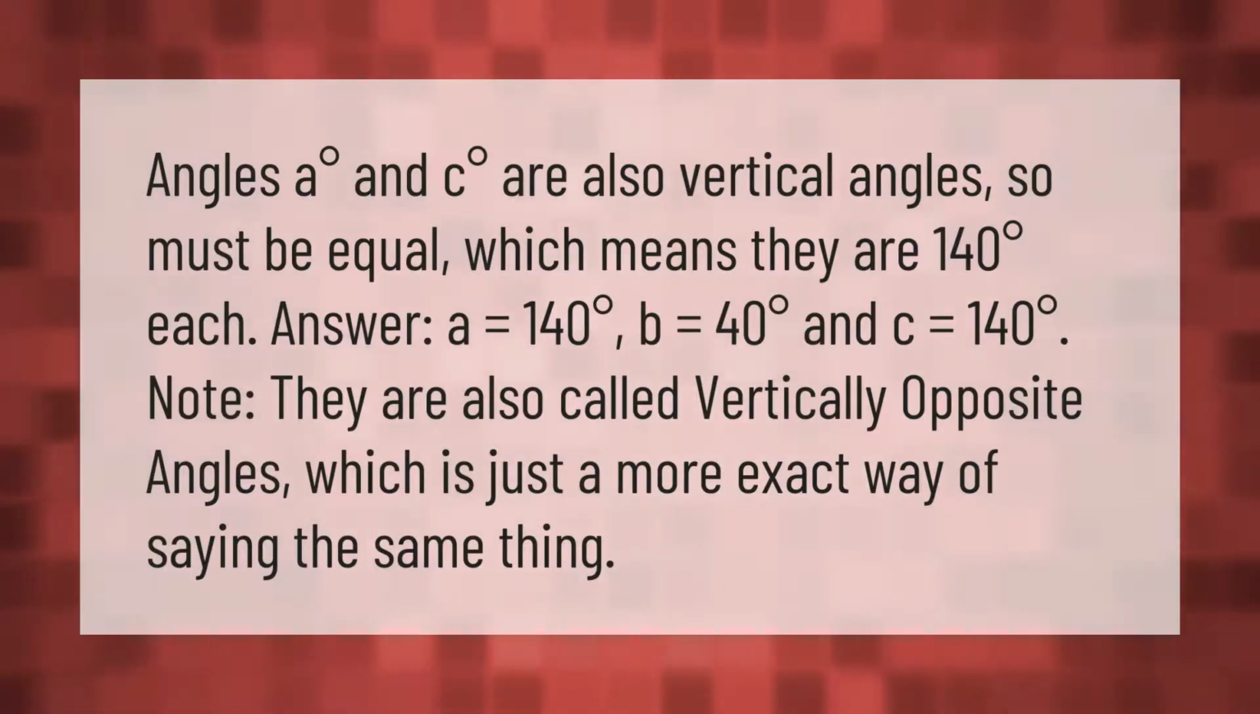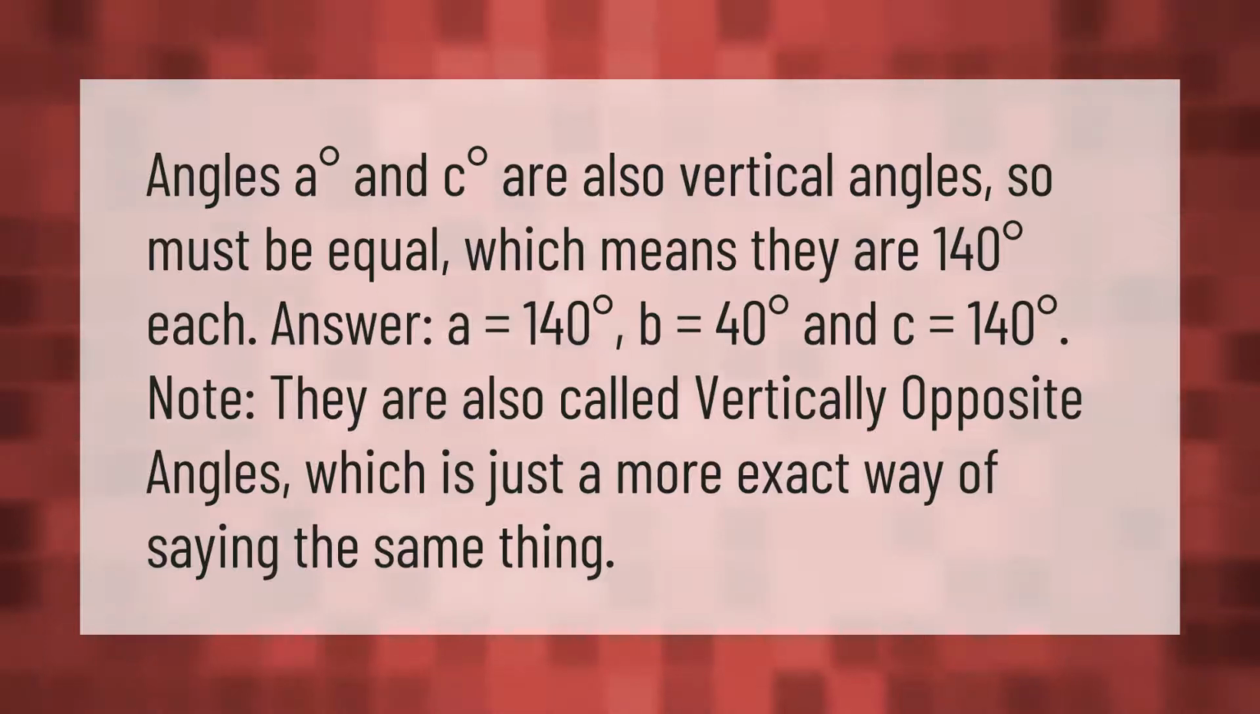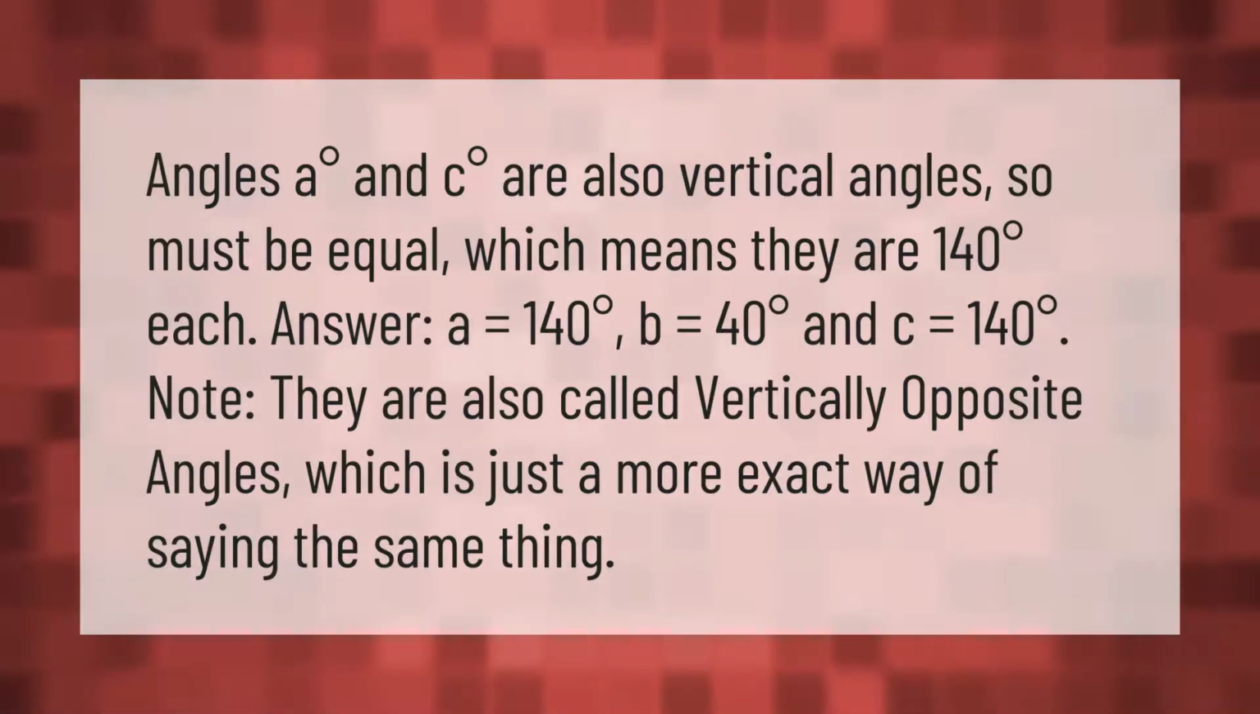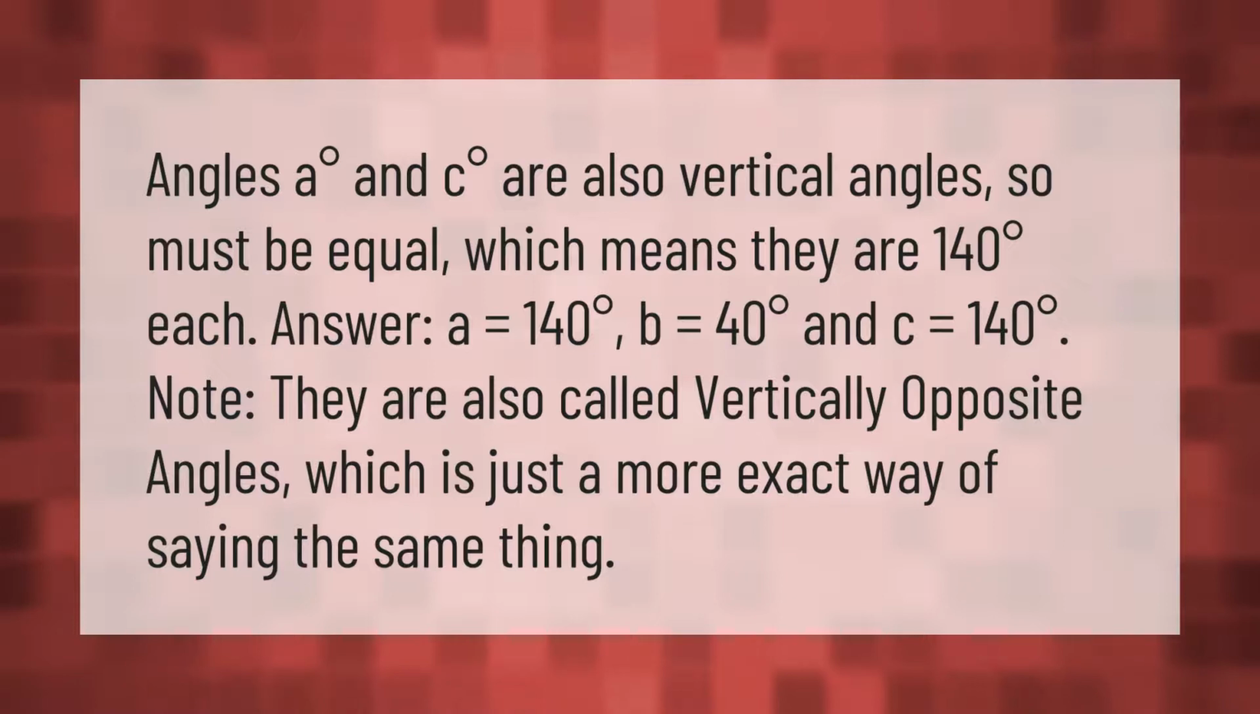Angles A degrees and C degrees are also vertical angles, so they must be equal, which means they are 140 degrees each. Answer: A equals 140 degrees, B equals 40 degrees and C equals 140 degrees. Note, they are also called vertically opposite angles, which is just a more exact way of saying the same thing.